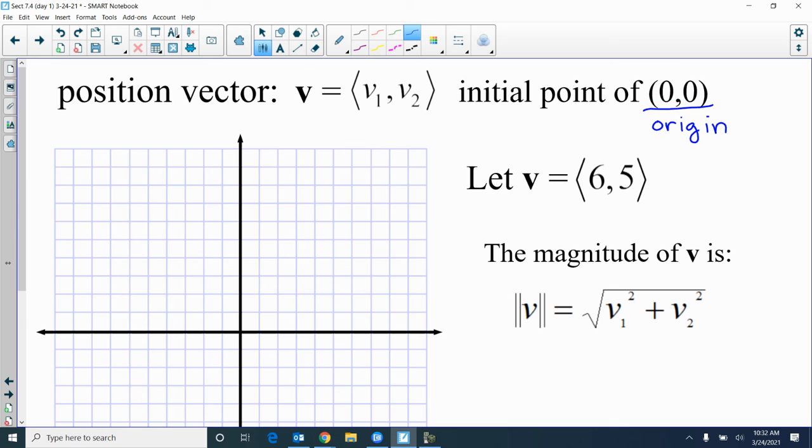This says I have a vector starting at 0, 0 and ending at 1, 2, 3, 4, 5, 6 over, and 1, 2, 3, 4, 5 up. So draw that vector. That would be V.